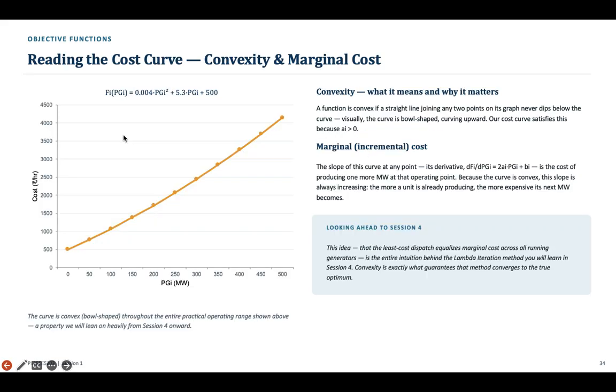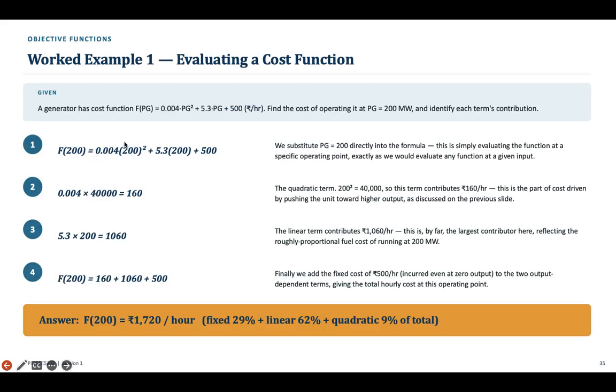ai Pgi square. Okay, so that is giving you the cost driven by pushing the unit towards higher output, as discussed in our previous slide there, right? So next point is 5.3 into 200 is 1060. The linear term contributes 1060 rupees per hour. This is by far the largest contributor here, reflecting the roughly proportional fuel cost of running at 200 megawatt. And the last one, finally we add up all these costs. So 160 plus 1060 plus 500 will give you the total cost of 1720 per hour, right?